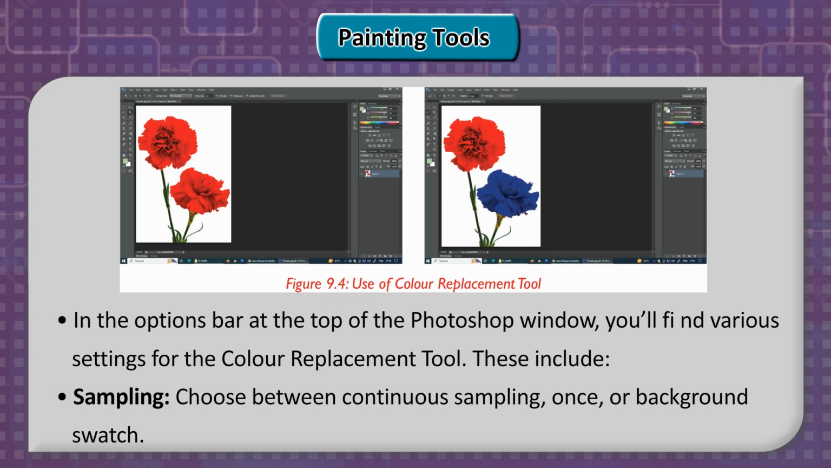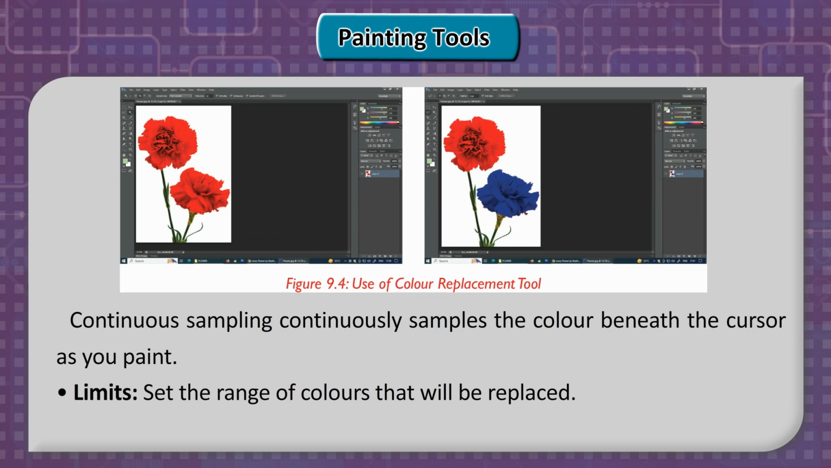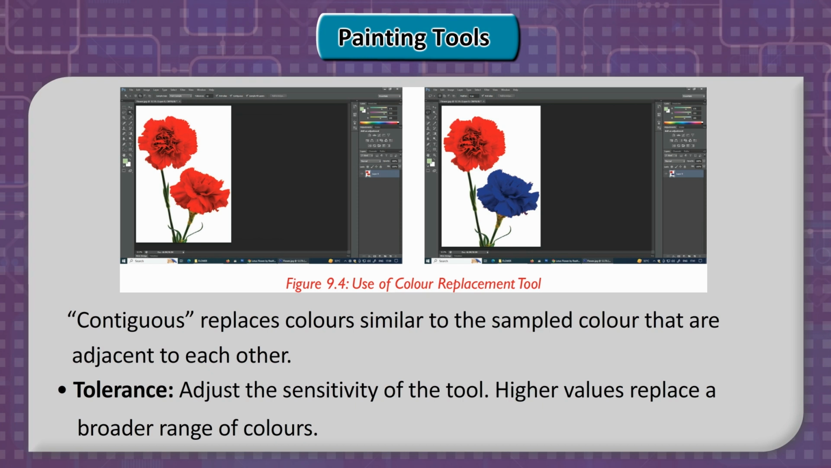In the options bar at the top of the Photoshop window, you'll find various settings for the Color Replacement tool. These include Sampling. Choose between Continuous, Once, or Background Swatch. Continuous sampling continuously samples the color beneath the cursor as you paint. Limits. Set the range of colors that will be replaced. Contiguous replaces colors similar to the sampled color that are adjacent to each other.